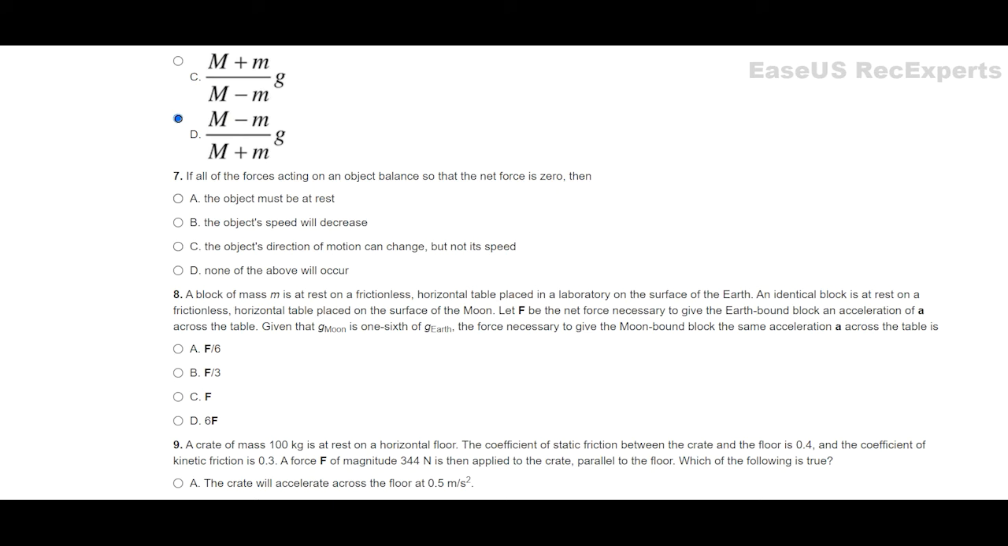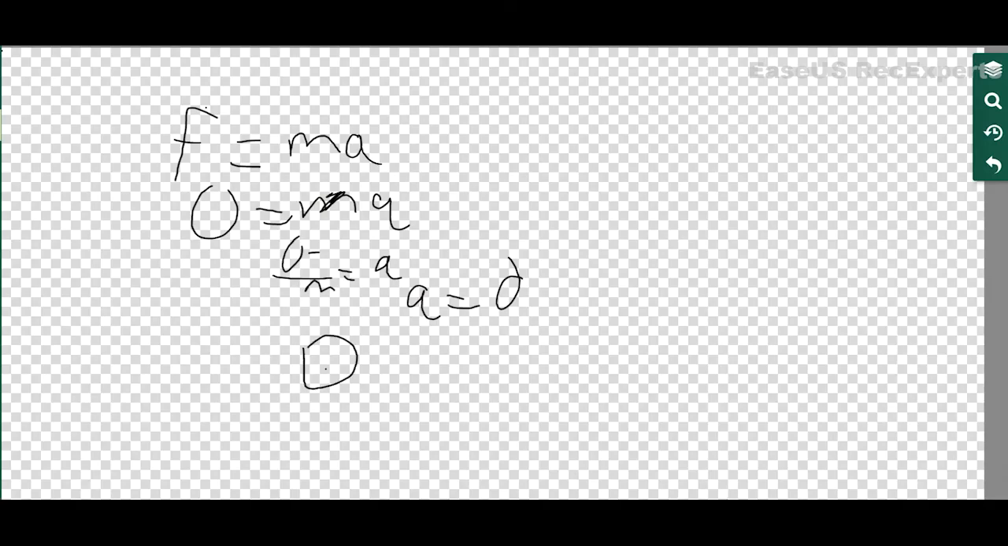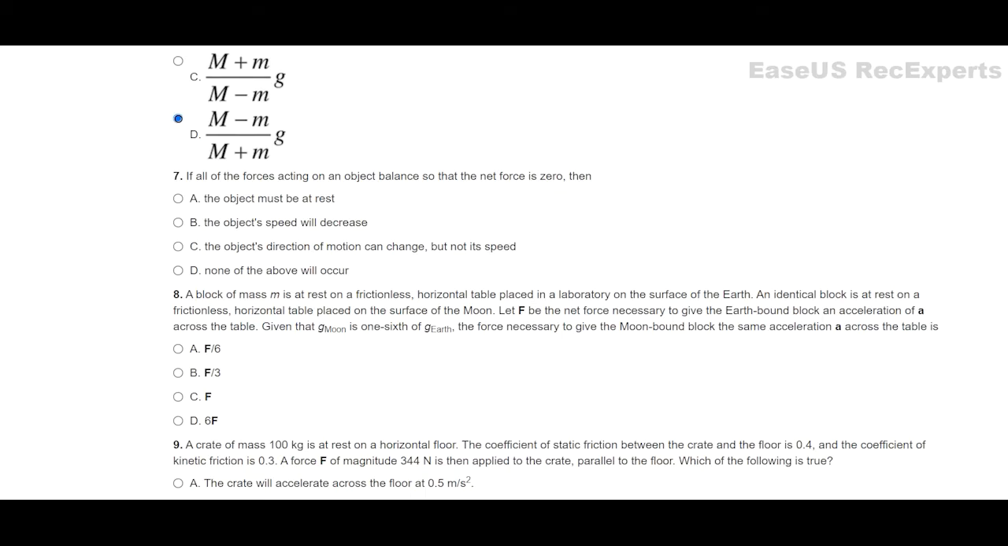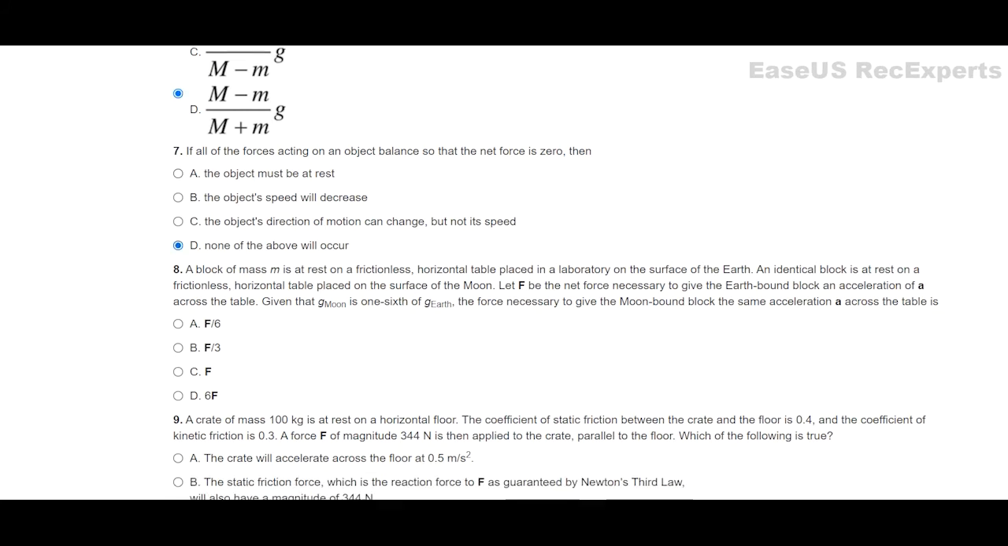Now, the object must be at rest? It does not have to be at rest. An object could be moving at a constant velocity of 5 meters per second, and that means that it still has no net force acting upon it, and it would have 0 acceleration. So it doesn't have to be at rest. So our choice should be D.